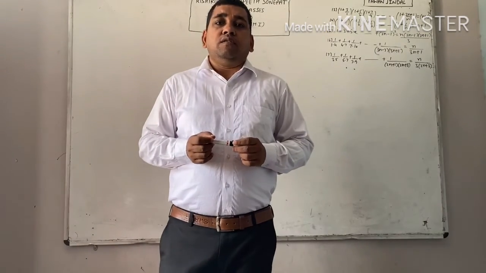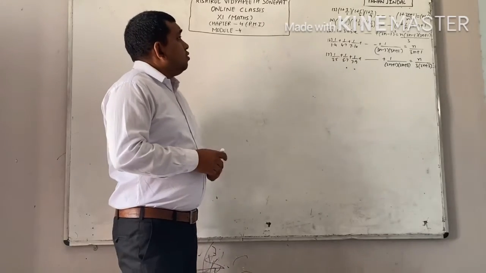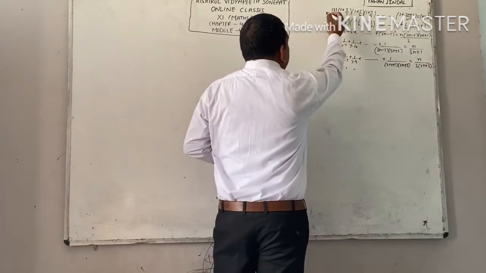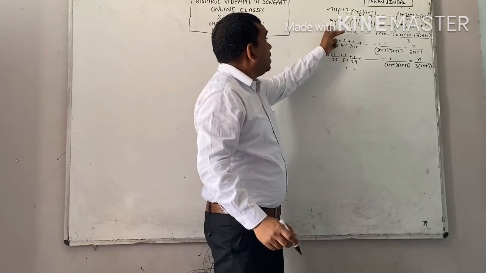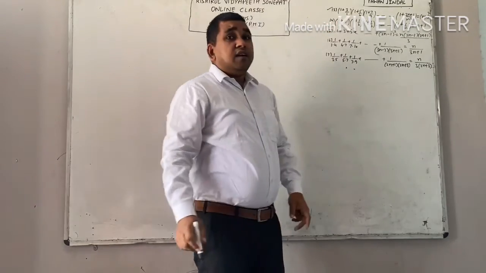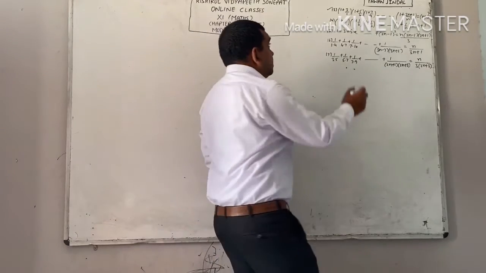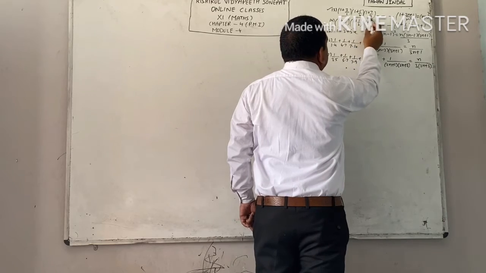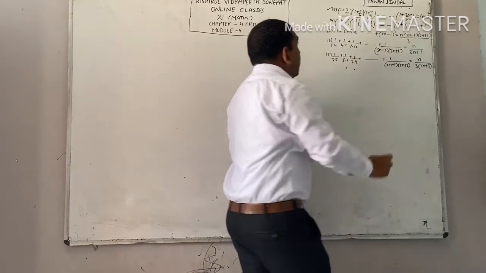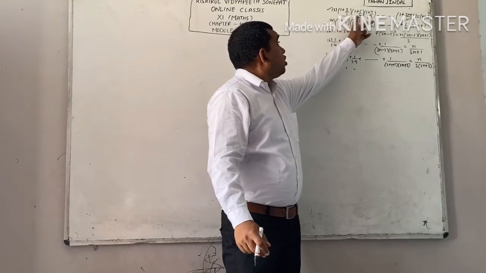Let's continue. Now move to next question. Question number 13. These two questions are of similar type. Here you can see only one change. This is your first term, this is second term, this is third term, and this is your nth term. And here we are having product of n terms.